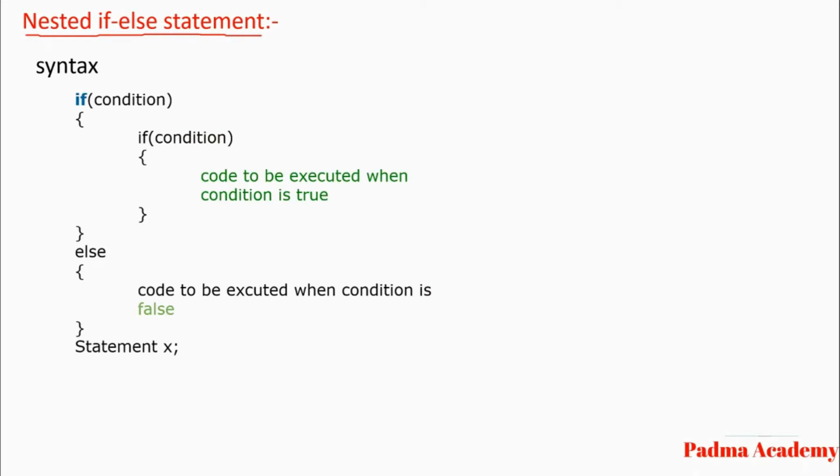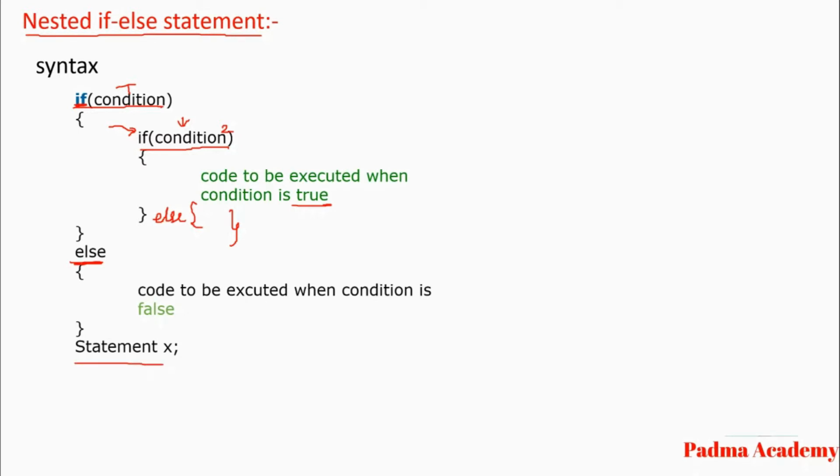Next is the nested if else statement. The syntax of it is: if condition. Inside that if condition, there is one more if condition. Here you can also write the block of the else condition. If this condition is true, then it will go inside the block, then check condition number 2. If this condition is true, then it will execute this code. Or else, if this condition is false, it will directly go to statement X.